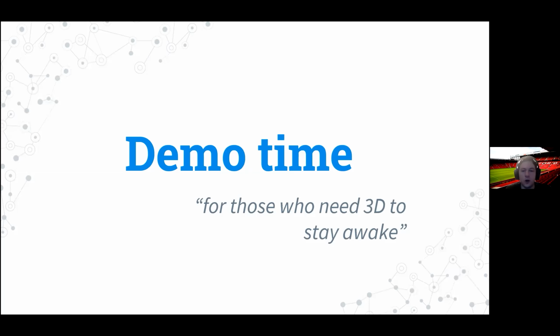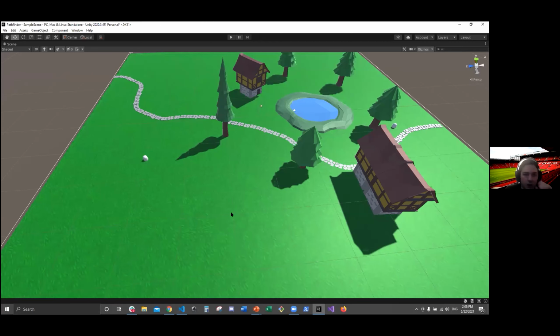So let's do a bit of a demo to see this in action. Here we have a nice little low poly world that I've put together. What we're going to do is have a quick look at an implementation of a pathfinding algorithm. We have our start point on the left here, which we can move around, and you can see it's pathfinding towards our goal, which is over here on the right.